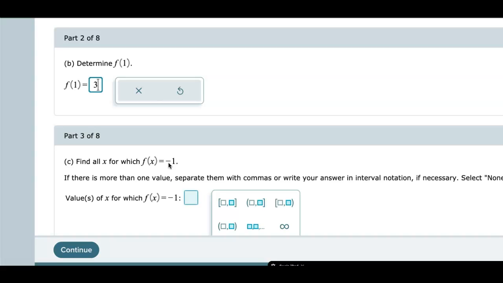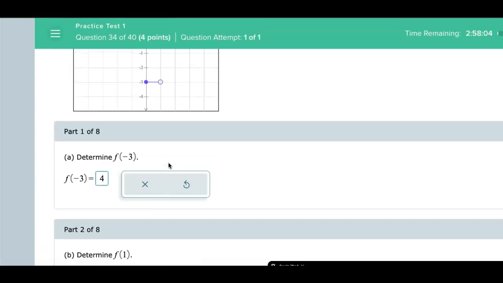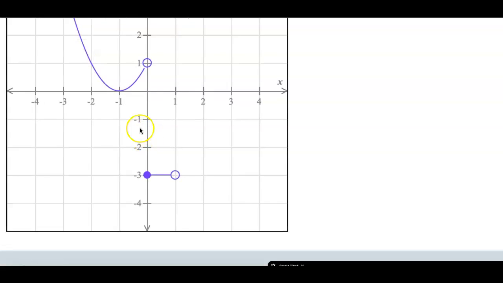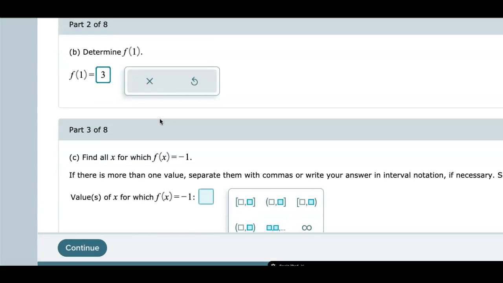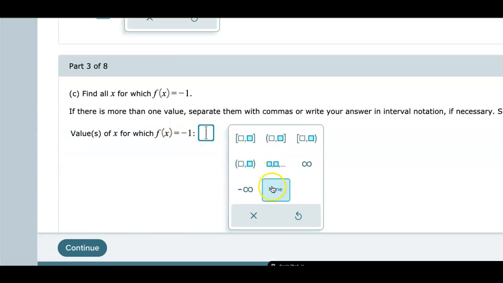Next, find all x for which f of x is negative 1, where the function value is negative 1. What that means is, what kind of x values have y value of negative 1? Let's see. So the y value of negative 1, this is the y value of negative 1, right? Do we have a graph to the right? I don't see any graph on this horizontal line. Or to the left. So guess what? The graph doesn't touch y equals negative 1. They're either above or below. So we will say that there is no x value whose y value is negative 1. So this will be none.